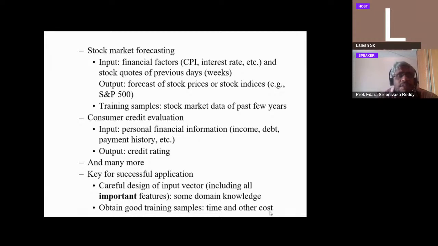And it is key for a successful application: careful design of the input vector. The input vector is very, very important for your application. The features you have selected, and how you have selected them. You must obtain good training samples.